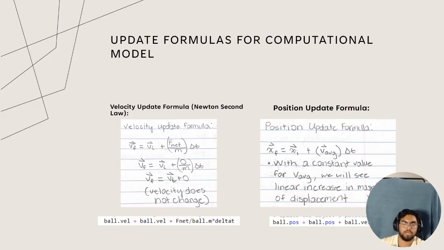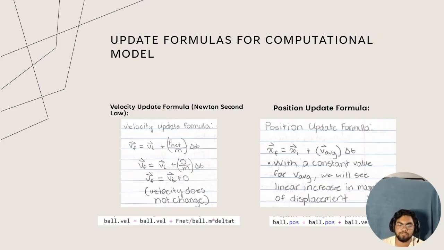So the update formulas we used were the velocity update formula, Newton's second law, which says that v final equals v initial plus F net over m times delta t. F net was 0 while we were tracking it, so it ended up just being v final equals v initial, so velocity did not change at all. You can see our implementation of the code right here.